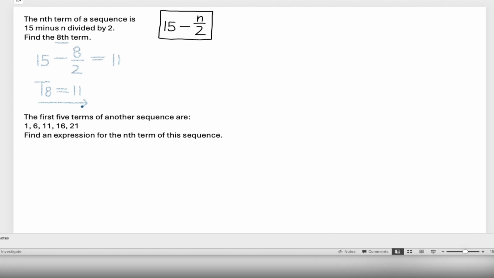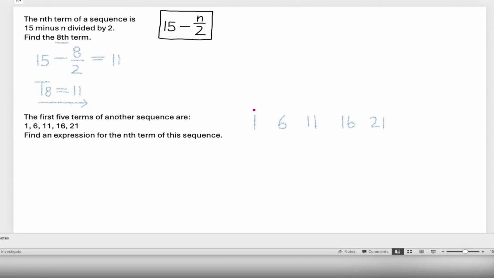Let's have a look at the next question. The first 5 terms of another sequence are 1, 6, 11, 16, 21. Find an expression for the nth term of this sequence. So what I'm going to do is I'm going to write out the sequence here on the right hand side. 1, 6, 11, 16, 21. Let's quickly find the difference between the terms.